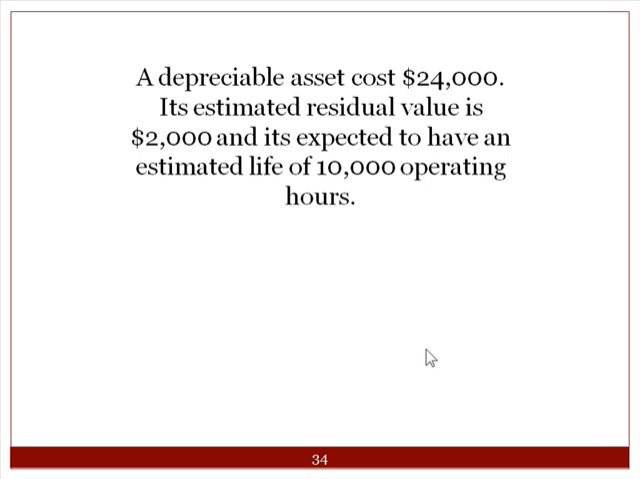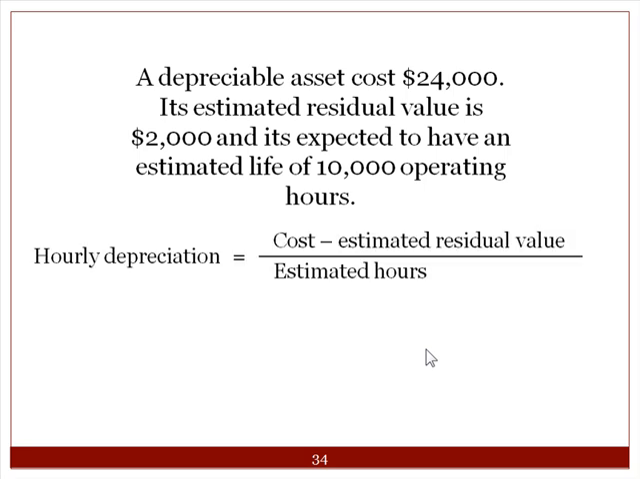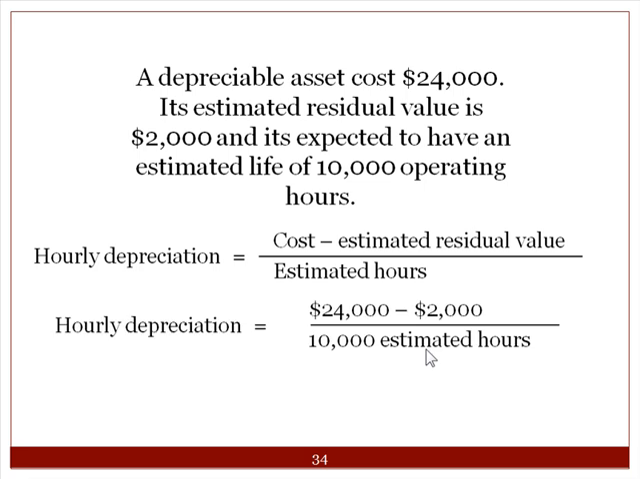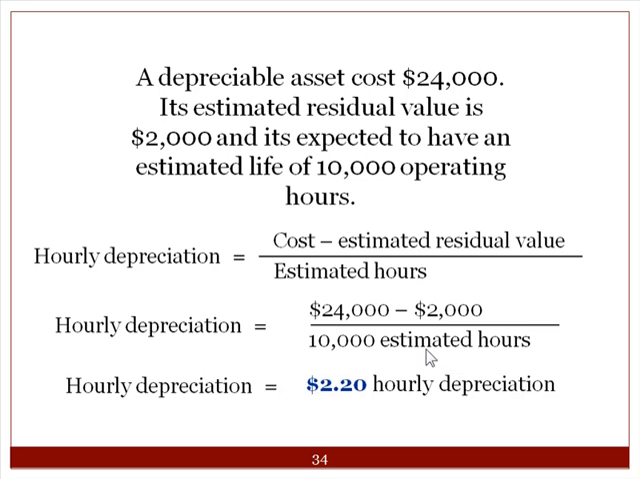So think about a manufacturing firm. Maybe it's a stamping plant. You have a stamping machine, and it can stamp for 10,000 hours. That's the type of scenario. So you're going to take your cost less your estimated residual value, 24,000 minus 2,000, divided by your 10,000 hours, and you're going to have a $2.20 hourly depreciation.